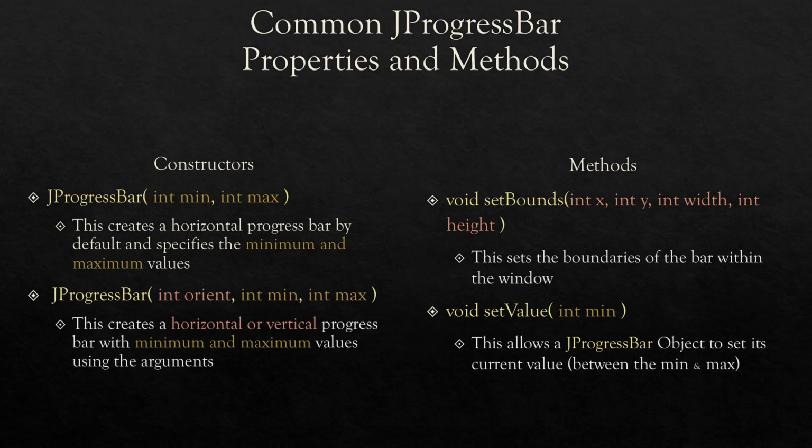Some of the main methods are setBounds. So this allows you to set the boundaries of the progress bar within the JFrame, and you'll see in a slide or two why that becomes important. And then also setValue. So that value specified within there as int min is actually the value that's iterated between minimum and maximum, and is what's displayed on the progress bar as it loads up.